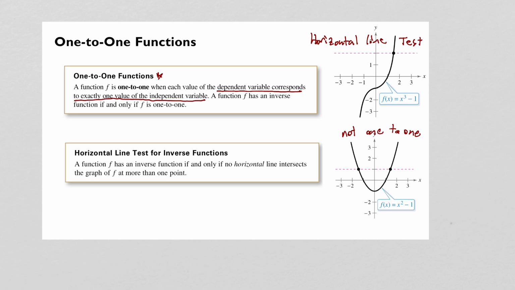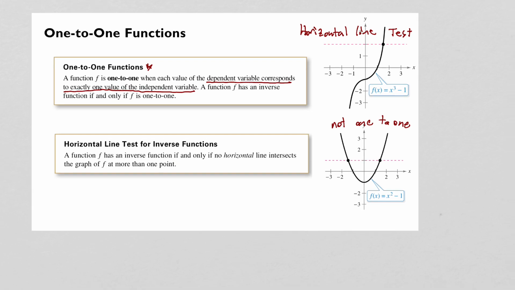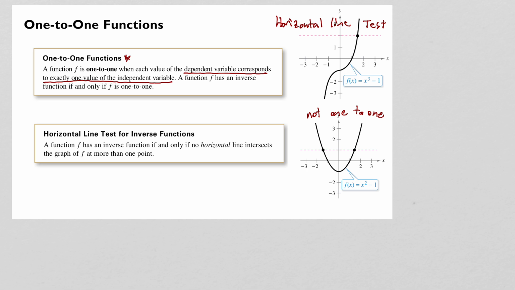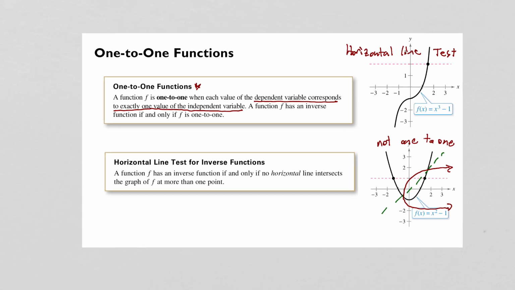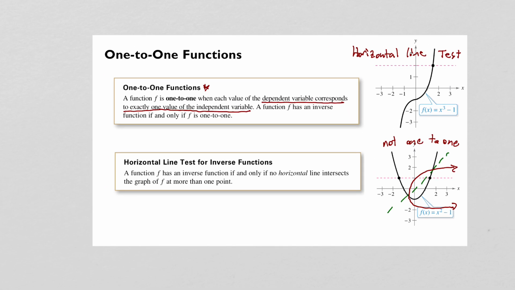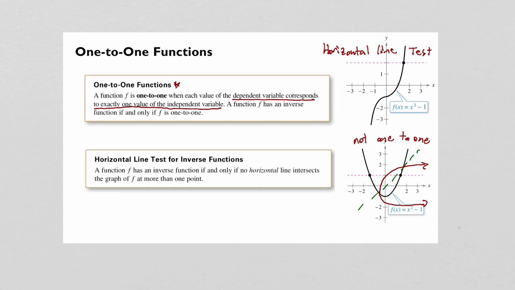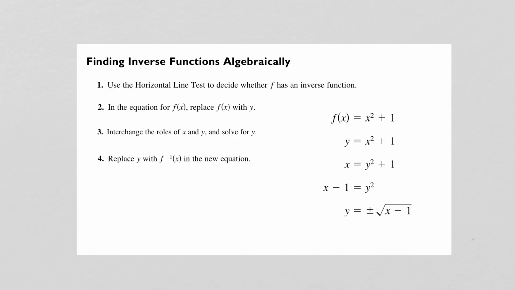So just to give you some more reasoning on that, if we do a reflection of a parabola across the line y equals x, you're going to end up with a situation that looks like this. And we know that's not a function because it doesn't pass the vertical line test. So for a function to have an inverse, it must be one-to-one. Graphically, it must pass the horizontal line test.